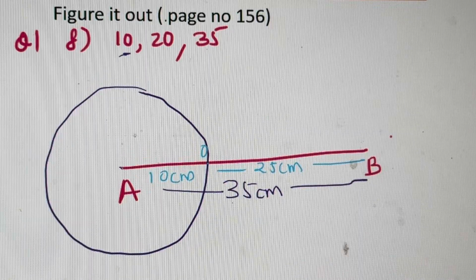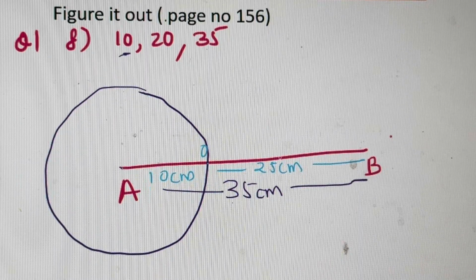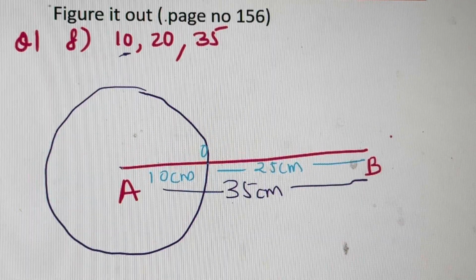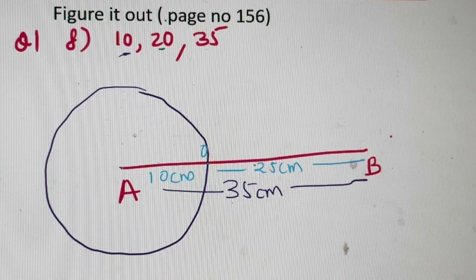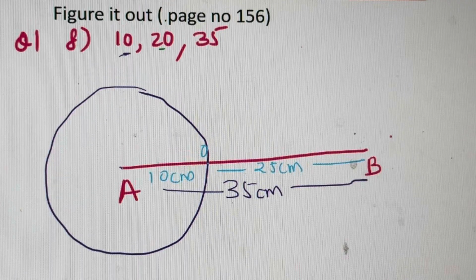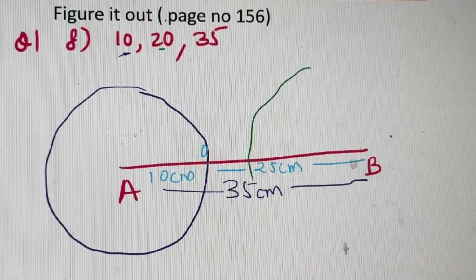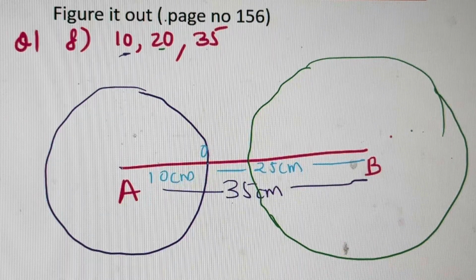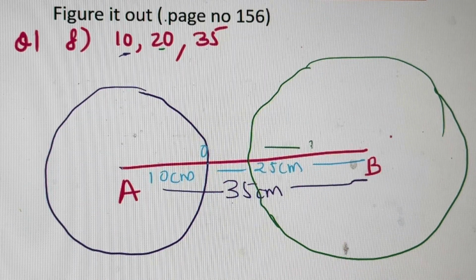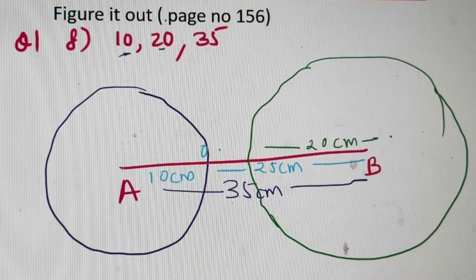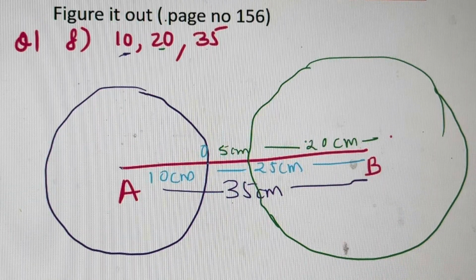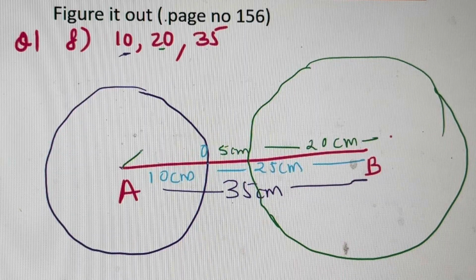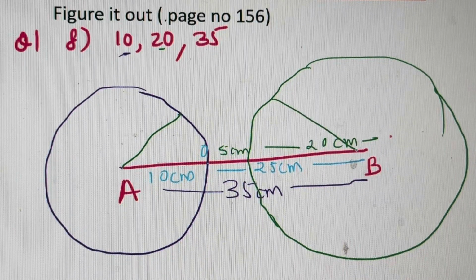Now we need to form another circle with center B. We'll take the other side length as 20. This is 25, so B will take the radius as 20. So the circle will be bigger than this, but they both will not intersect each other. It's because this is only 20 centimeter, so remaining will be 5. So even if I extend it here, the triangle cannot be formed, right?